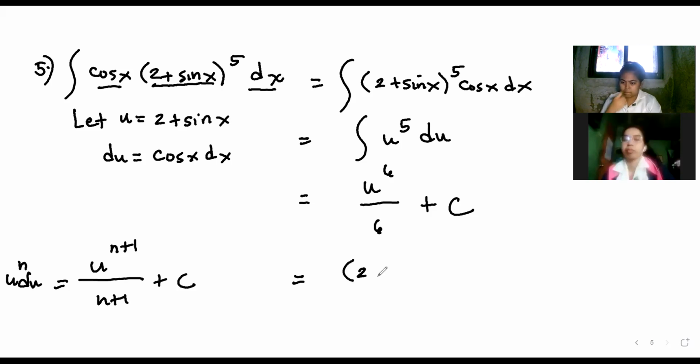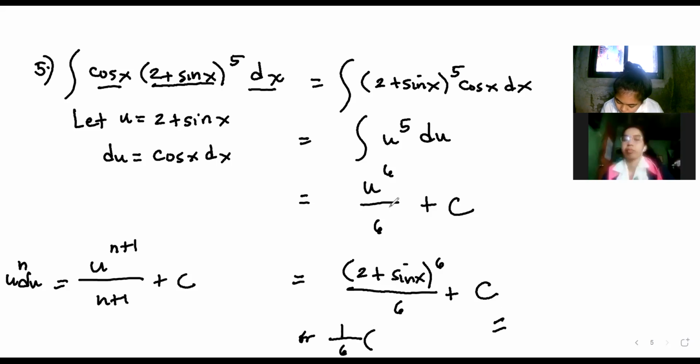Now replace u by 2 plus sin x. So we will have the 6th power of 2 plus sin x, over 6, plus C, or 1/6 the 6th power of 2 plus sin x. It's just the same.